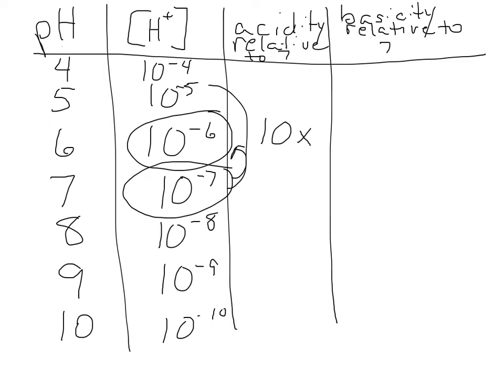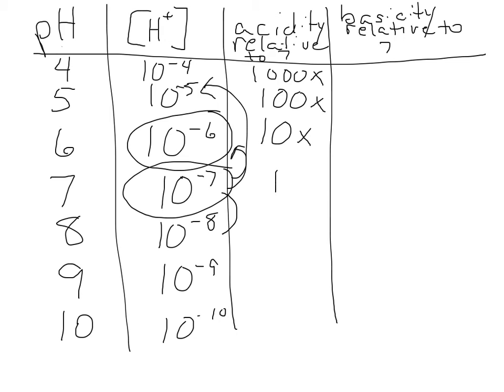10 to the -7 compared to 10 to the -5, we would multiply something by 100. So a pH of 5 is 100 times as acidic as a pH of 7. And 4 would be 1,000 times as acidic. So we're going to keep adding a 0 for every step in pH that we decrease.